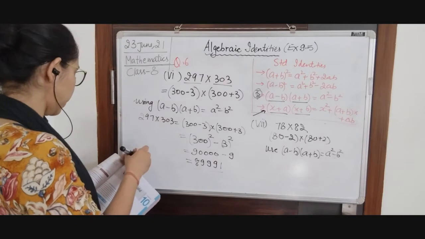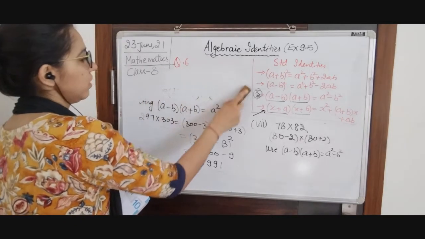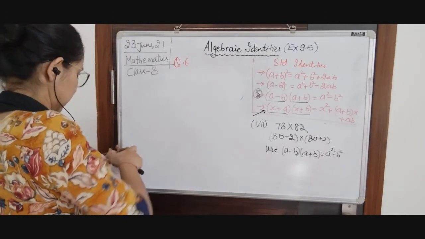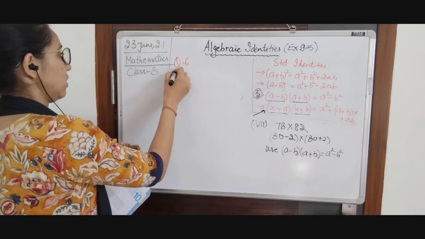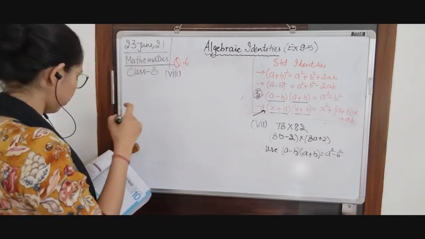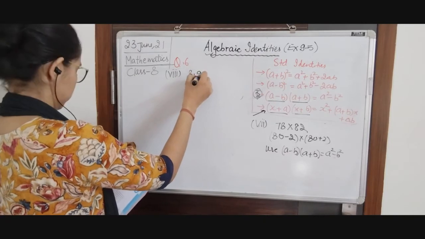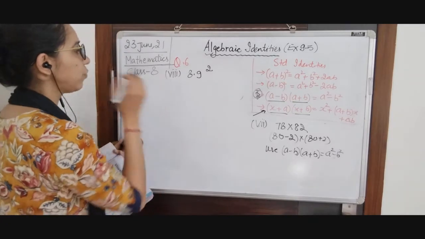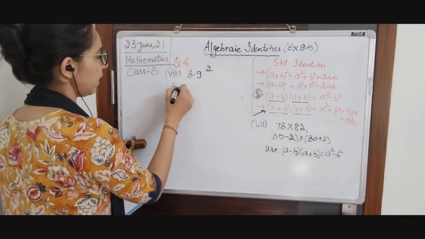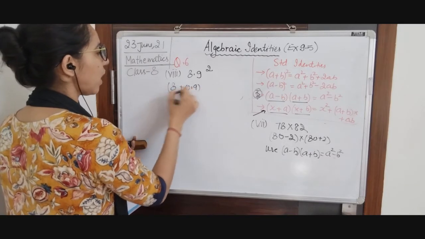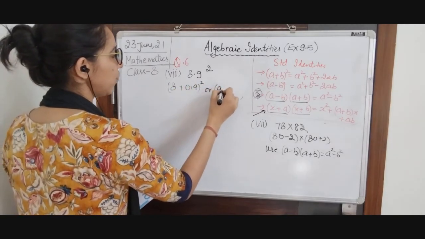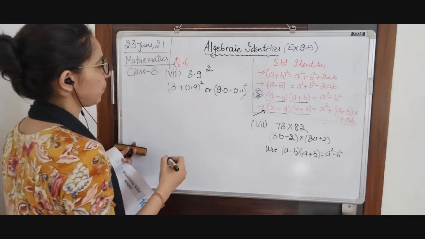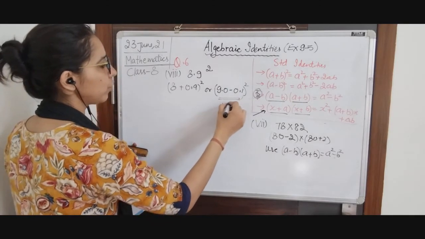Next we are going to do 8.9 square, which is our 8th part of question number 6. These questions are quite important from the exam point of view, so focus accordingly. 8.9. Now I can write it as 8 plus 0.9 or I can write it as 9.0 minus 0.1. Which one looks simpler to you? To me, this looks simpler. I am going to use this one.